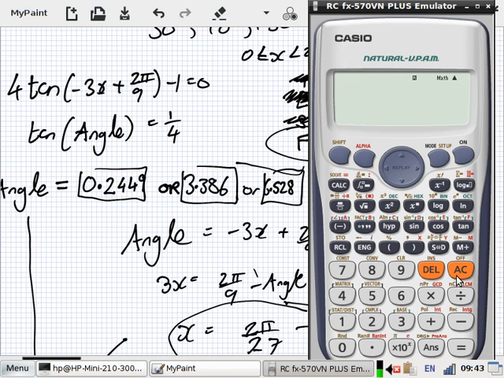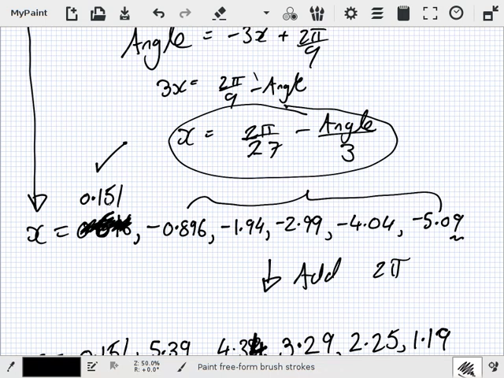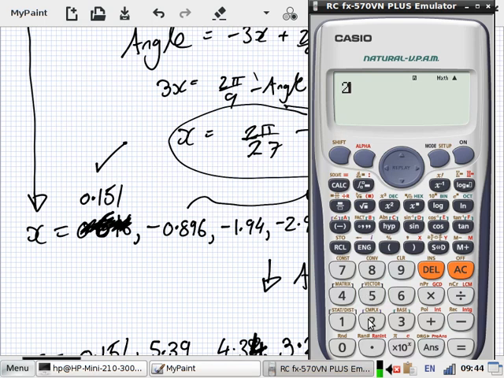So if I clear the calculator and go down here, what did I do to get 0.151 here? I applied this, didn't I? Yeah, so you could do 2 pi over 27 minus the angle over 3. But you have the angle stored as letter A. So if you do alpha A here, then it should give you the exact answer. And you could do this for A, B, C, D, E, F. You have up to 6 memory locations on the calculator.